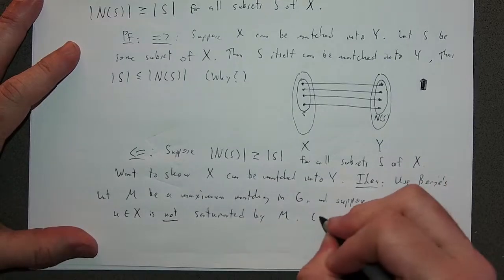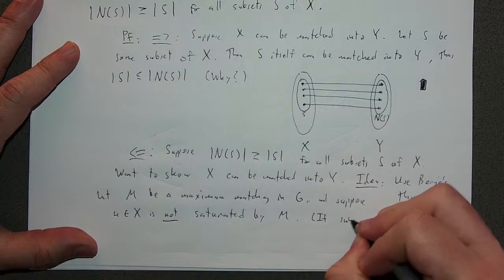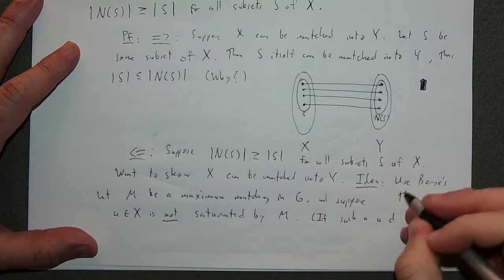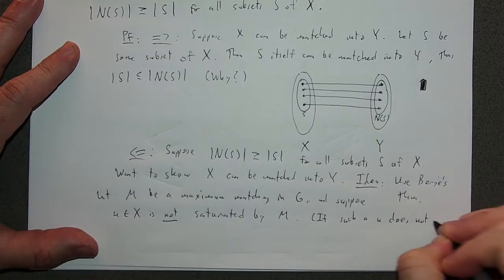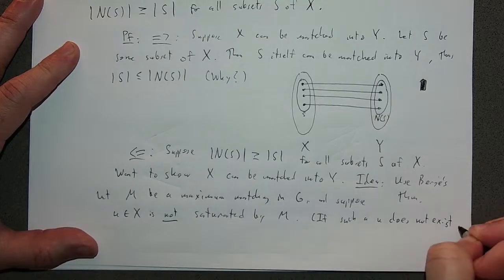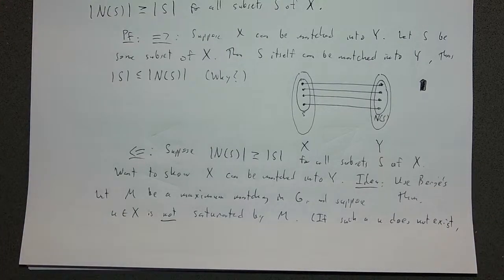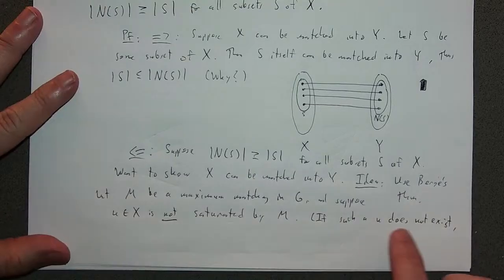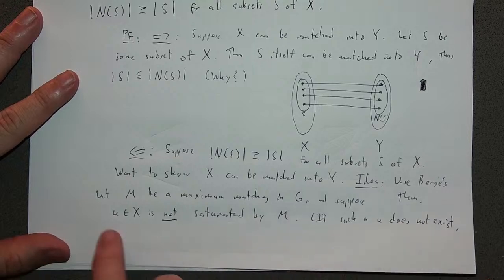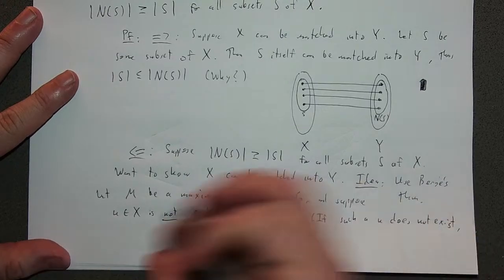Now, if such a U does not exist, here's a good thing, because the question you might have asked in your head when you heard me say let U be a vertex in X that's not saturated by M is, how do you know such a U exists? Maybe it doesn't, because we're doing this completely generically, so we're not allowed to pick something special here. What if such a U doesn't exist? Well, if such a U does not exist, then every vertex of X is saturated by M.